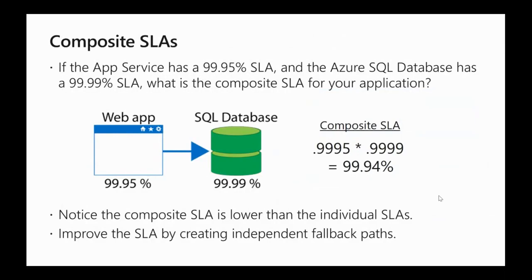And we have something called composite SLA. Imagine you took a web app with 99.95 SLA and then a SQL database with 99.9 SLA. Then it will average out and give you a total SLA of 99.94%.